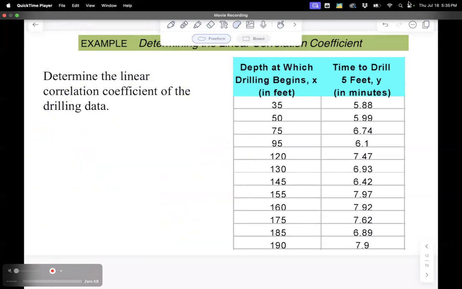All right, now we're going to use this page. So we're going to determine the linear correlation coefficient of the drilling data.